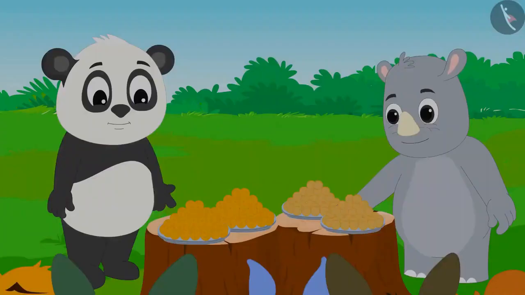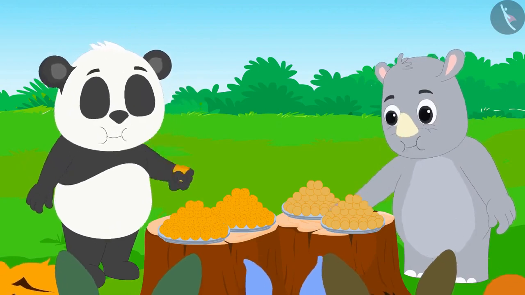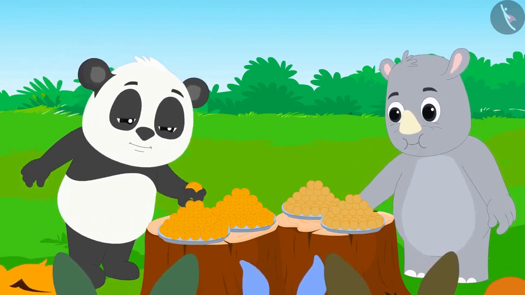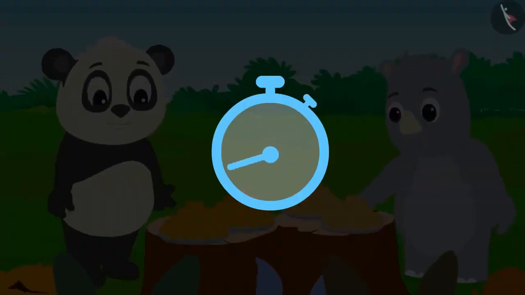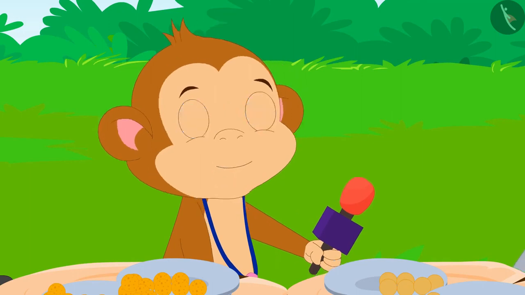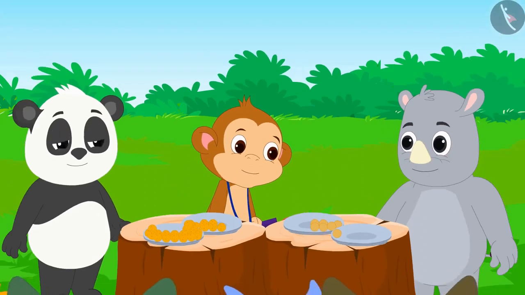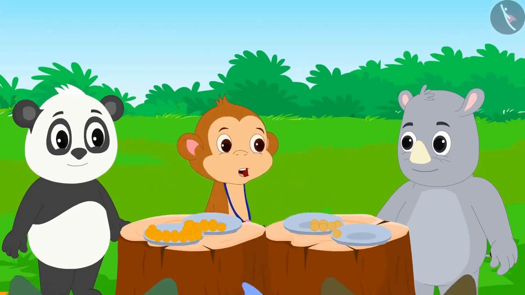competition. The competition started. See how fast Golu and Gaggu are eating Laddus. The time is up. Let's see who ate how many Laddus, Babban told the audience. Hey, what is this? Both Golu and Gaggu have eaten exactly 20 Laddus. Now, how will we find out who is the winner?